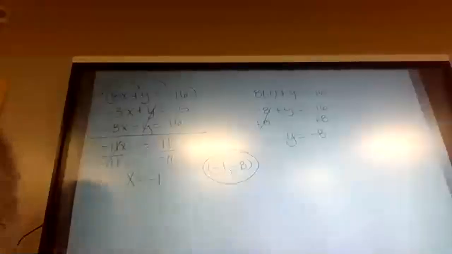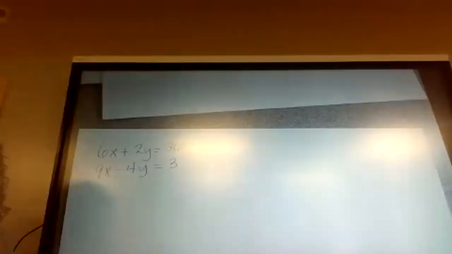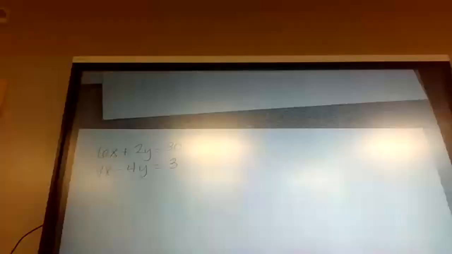I'm going to add one more step. Shades of ugly. Maybe if I can get this paper. 6x plus 2y equals 30. 9x minus 4y equals 3. There you go.